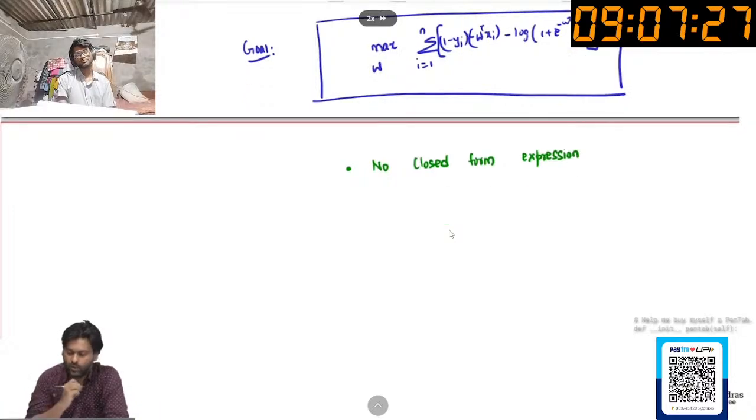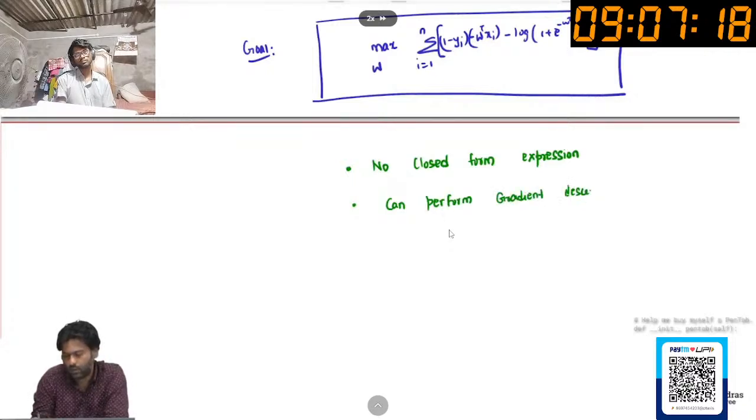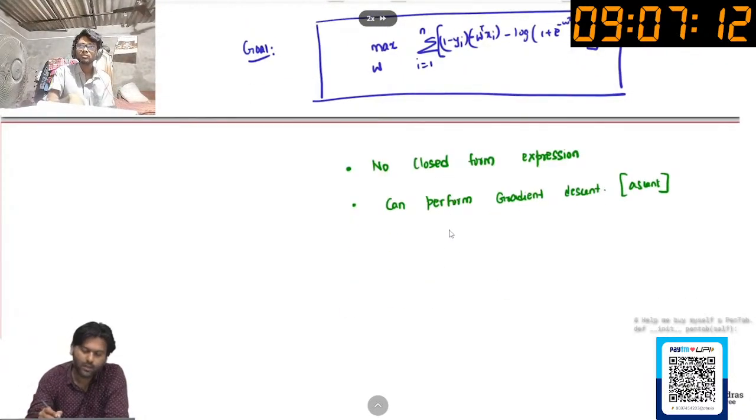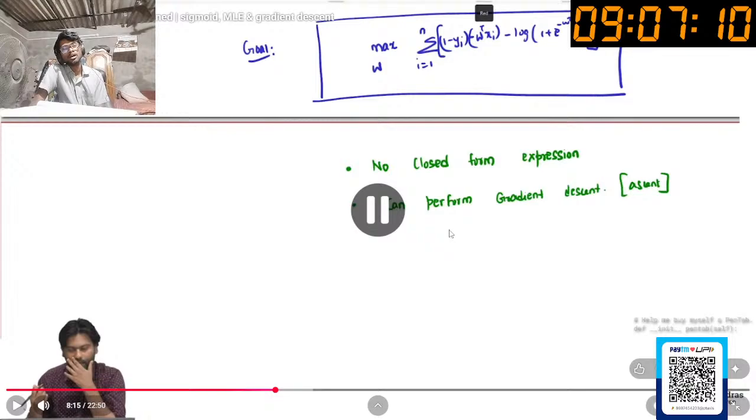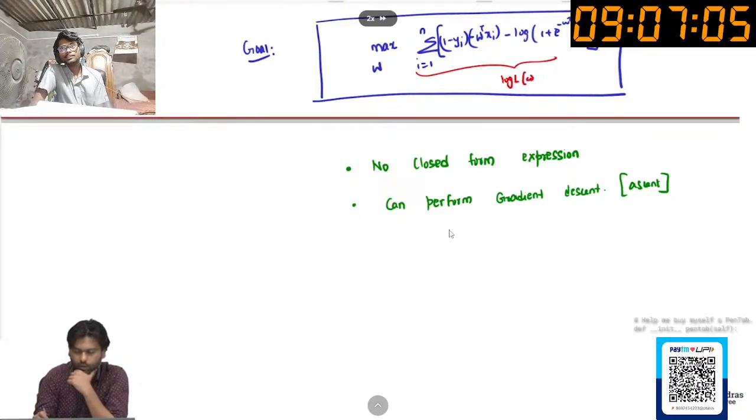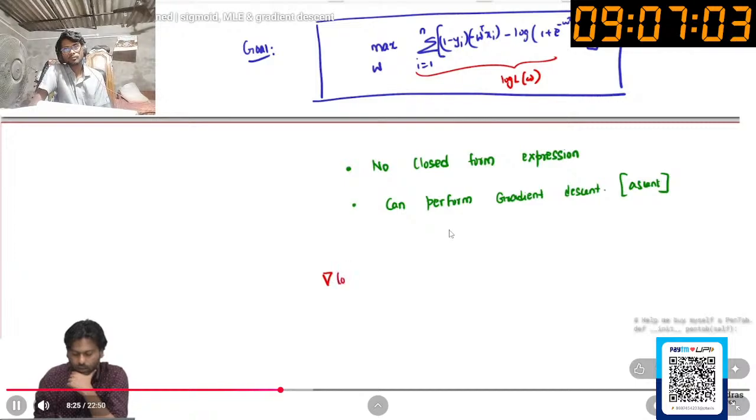Because there's no closed form expression, we're going to go ahead and evaluate the gradient for this problem and see what happens, right? So we can perform gradient descent or ascent, depending on whether we want to write it as a max problem or a min problem. We will do gradient ascent or descent respectively. So it's instructive to look at the gradient of this problem, so that will give us some insight. So this is the log likelihood of w. So I can look at the gradient of the log likelihood.